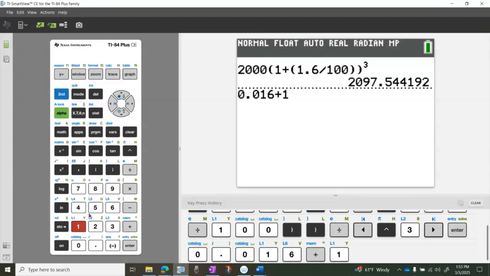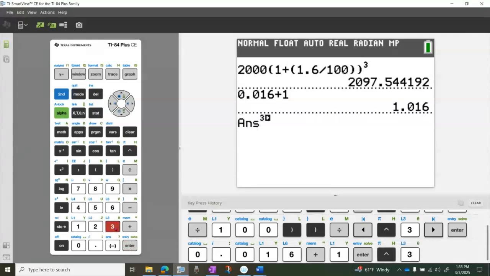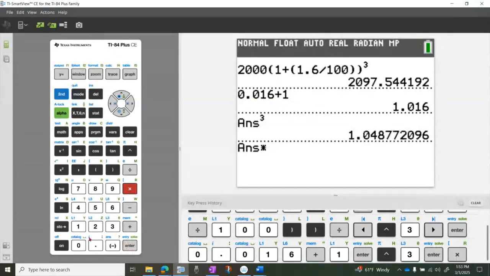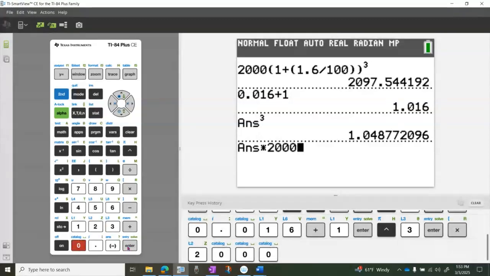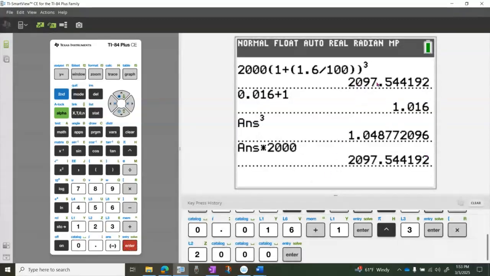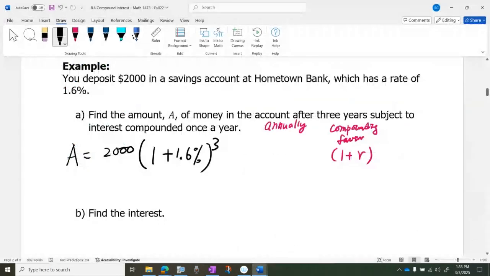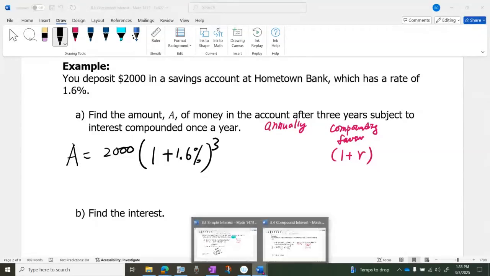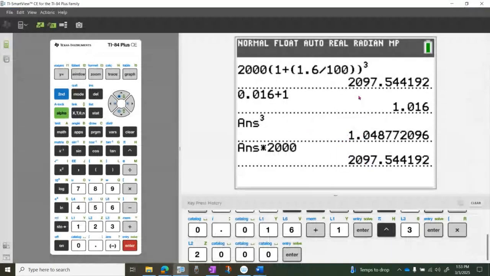Plus 1 is my compounding factor. I raise the compounding factor to the power of 3 because the interest is compounded 3 times over 3 years. And then I multiply that by 2000, as the last step. Do I have the same thing? 2097, the same thing, right? So that's how we find the accumulated balance. It doesn't say, but let's round it to the nearest cent.